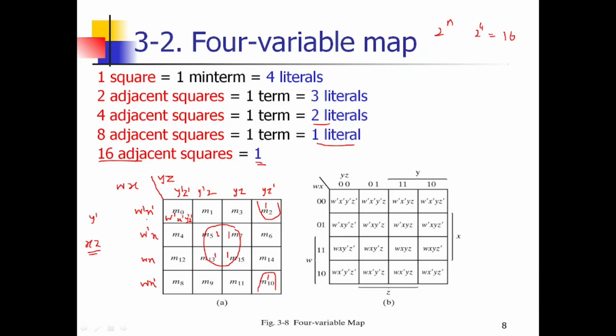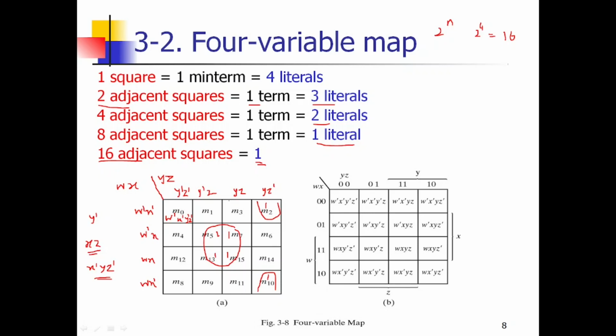Here, in the row variable, the differing variable w dash plus w becomes 1, and what remains is x dash. For the column variable, we consider it as it is, so this is y z dash. For the pair, how many literals are there? It consists of 3 literals. So for 2 adjacent squares, that is, a pair possibility, we can obtain a term that consists of 3 literals.